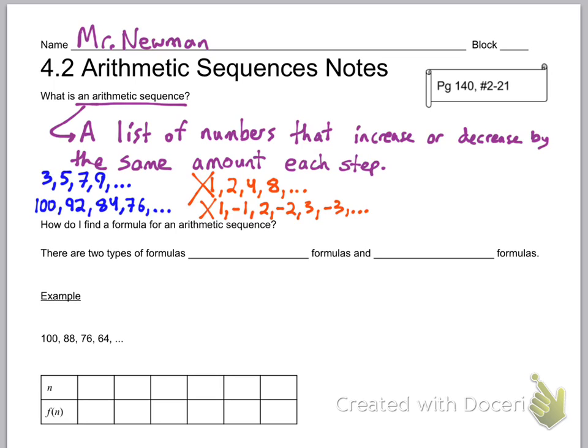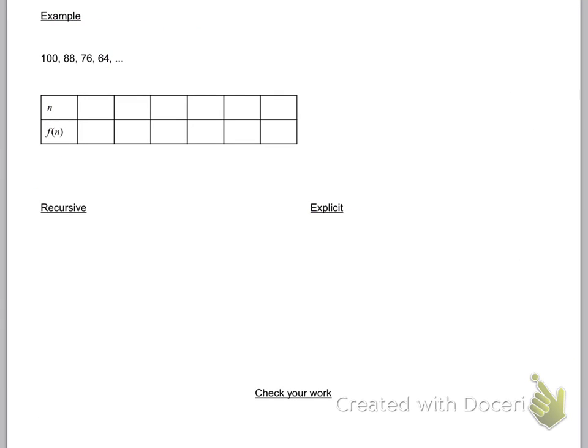So how do we find the formula for an arithmetic sequence? Well, there are two types of formulas. There's a recursive formula and an explicit formula. Instead of giving you definitions, let's just look at an example. So, right here, this is my step. N is a letter that represents which step you're on. So, for example, 100, that's the first step of this sequence. 88, that's the second step. 76 is the third step, and 64 is the fourth step.